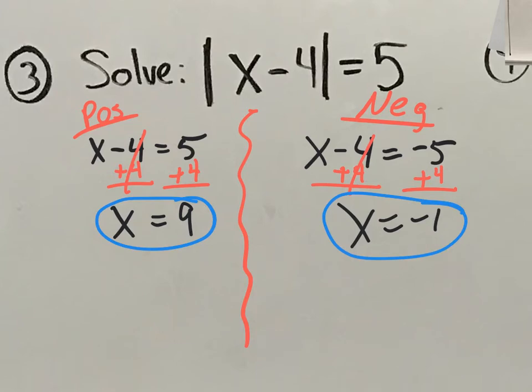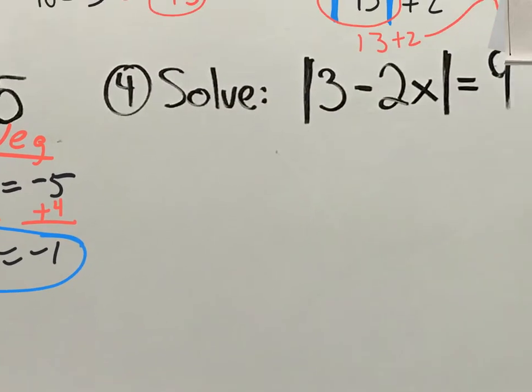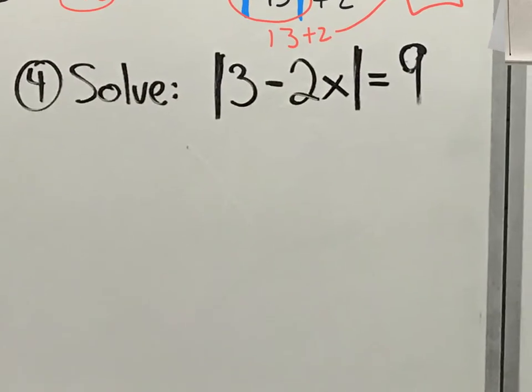You need both answers. If you get one right and the other one wrong, you only get half credit. You need both answers to get full credit on each of these on the quiz tomorrow. So there is going to be about 4 of these, which means you're going to end up doing like 8 equations for those 4. This one's a little more fun.